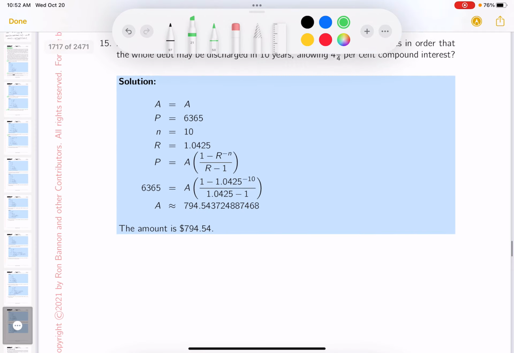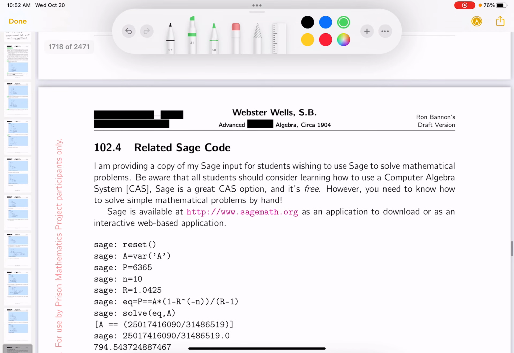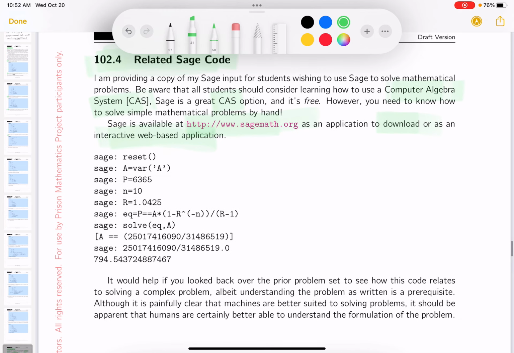All right. Well, a lot of questions, aren't there? How many questions? 15 questions. Then you get to this related SAGE code. What does that mean? It's a computer algebra system, or a CAS. I want to point out that modern day financial calculators have these things built in. You just plug in the numbers and it spits back the answer to you. It actually does all the work for you. Go to this website over here. You can download the software, or use the interactive web-based application. Really, I put a lot of stuff over here.